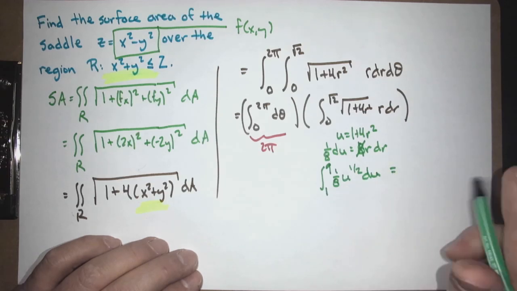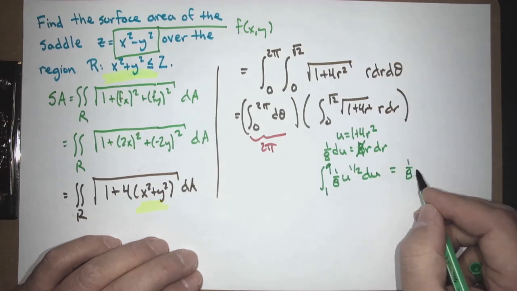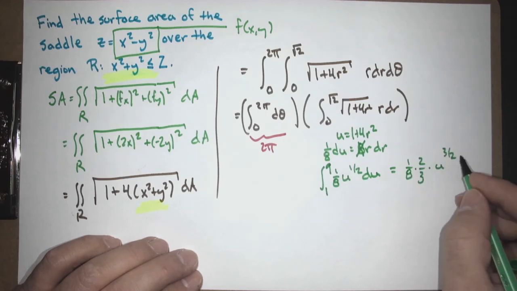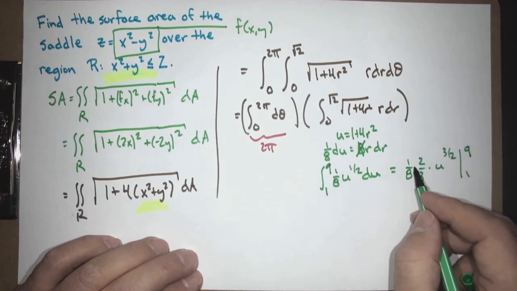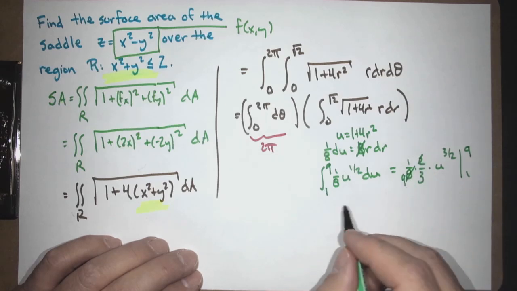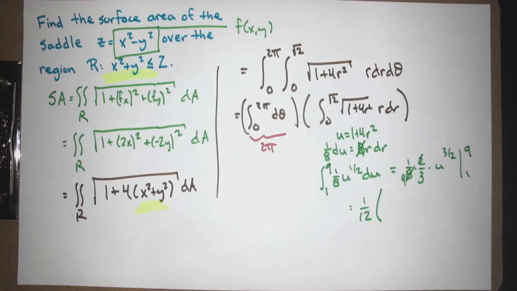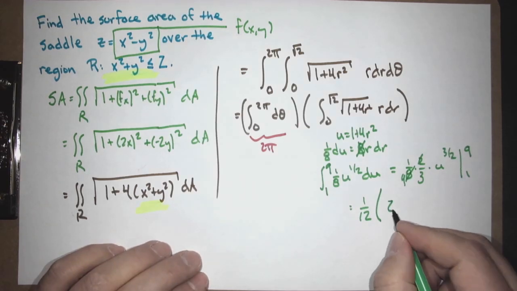Okay, what's the integral of u to the 1/2? u to the 3/2 and a 2 over 3. Evaluate from 1 to 9. You can cancel a little bit there, so you get 1/12. Does anybody know 9 to the 3/2? If it helps, 9 cubed is 729. 27, right. Square root of 729 is 27. It didn't help, by the way. It's easier to say square root of 9 is 3, and 3 cubed is 27. I was just being silly.